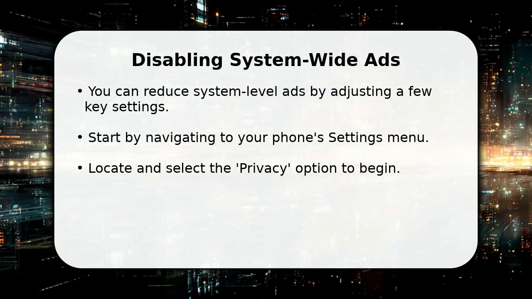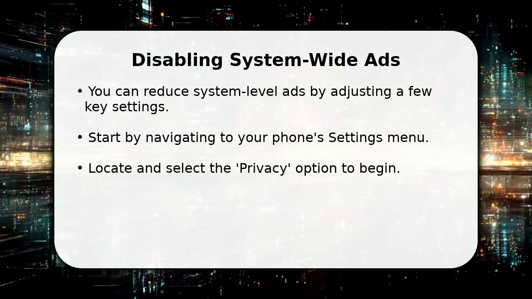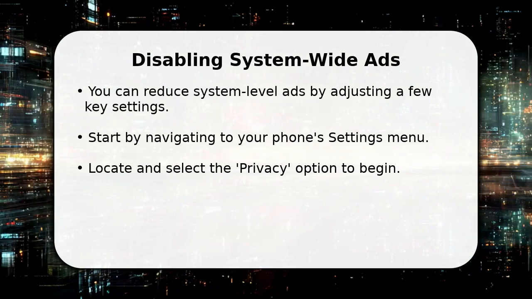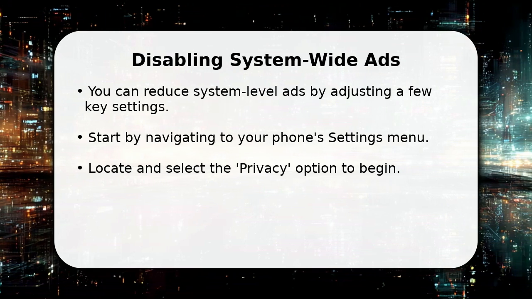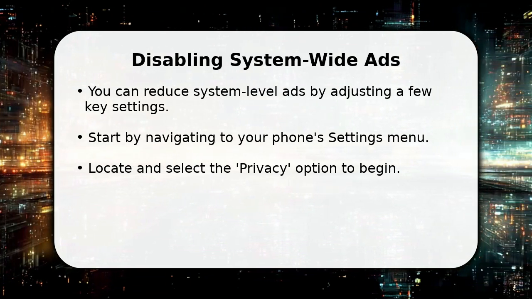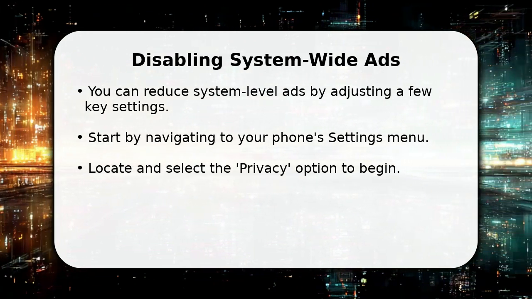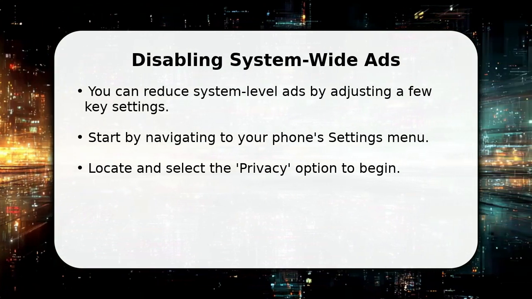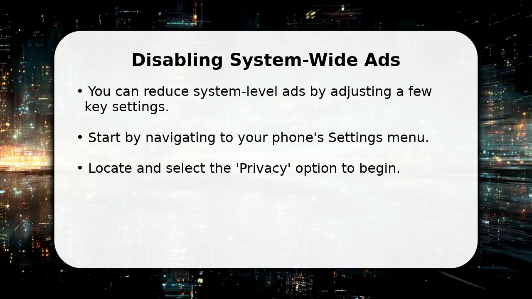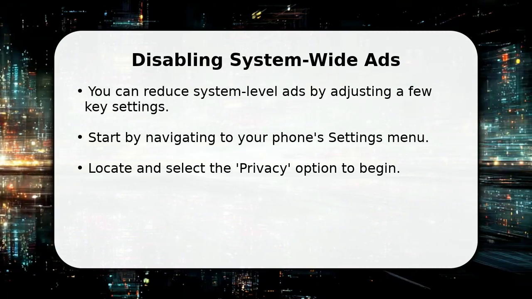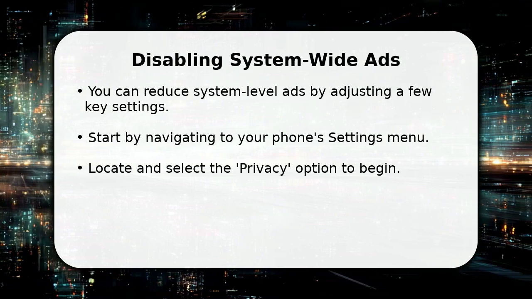In this video, I will explain how to delete ads on Realme. First, open your phone's Settings application. Scroll down and tap on Privacy, then find Device Identifiers and Ads. Here, you can reset your advertising ID, which helps limit personalized ads. This simple step is effective for reducing system-wide ad tracking, giving you a slightly cleaner experience from the start.